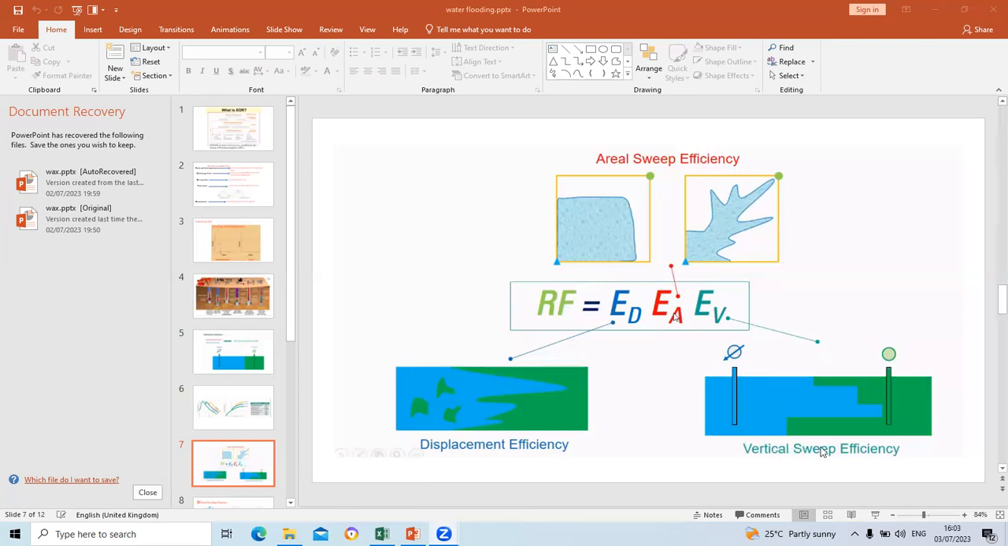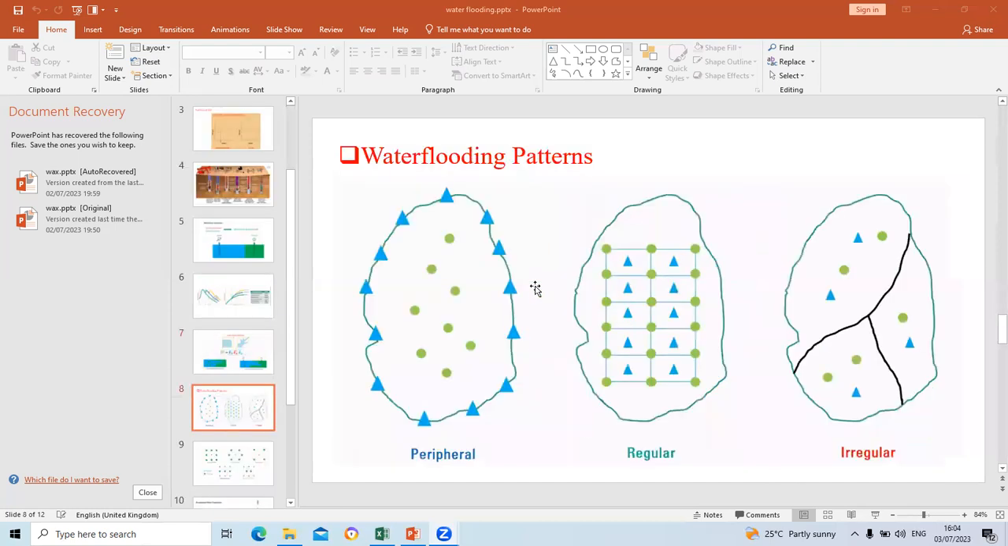When we talk of vertical swept efficiency, we are talking about the vertical height of that water flooding activity. What's that vertical height? Then when they talk of the areal swept efficiency, they are talking about, at the end of the day, what is the area of the reservoir that the water must have occupied at the end of that activity. So all of this put together is going to give us an idea of recovery efficiency. But that's not our main point of today.